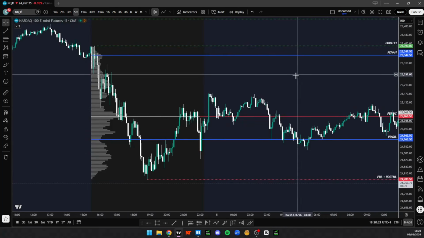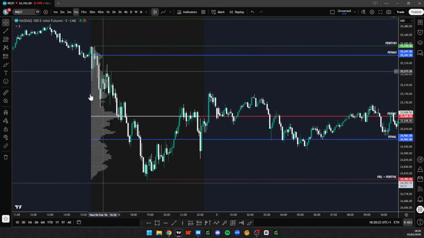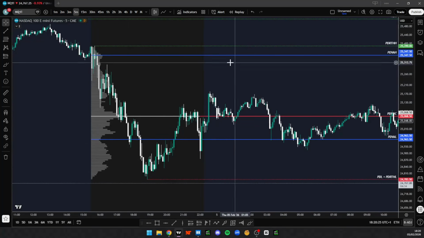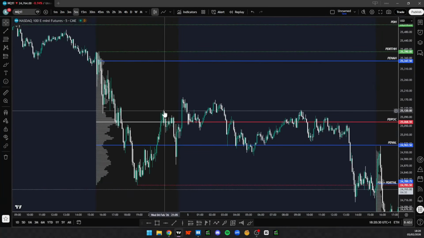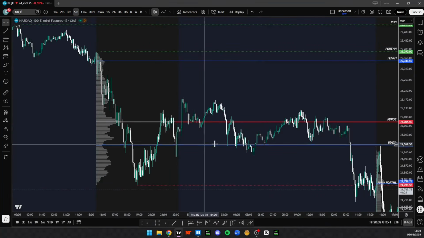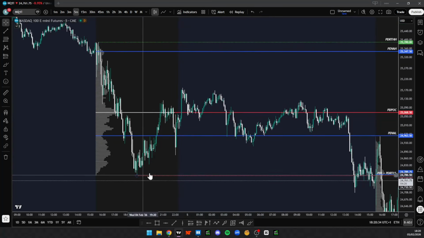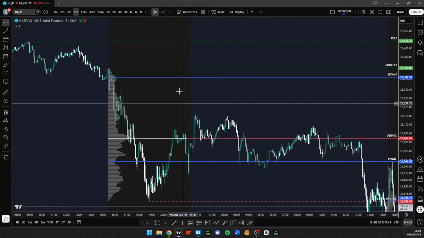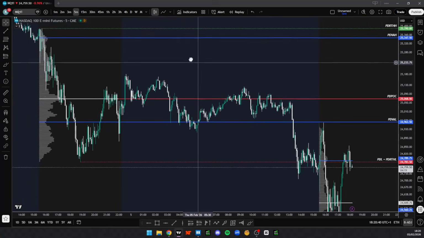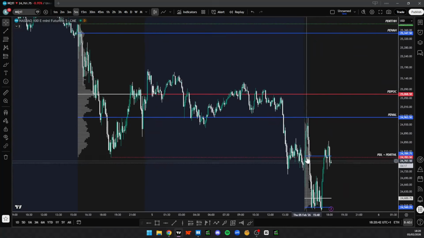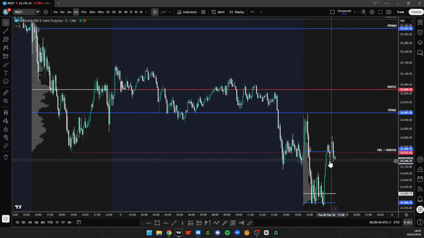So as you can see here, this was the volume profile range of the previous RTH day. We had the value area high over here, point of control over here, the value area low over here. I also marked out the previous day low, the previous day high, and the previous day RTH high. Where the market opened, it was right around the previous day low.